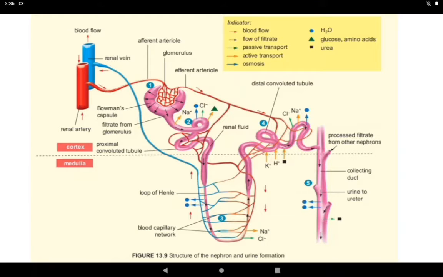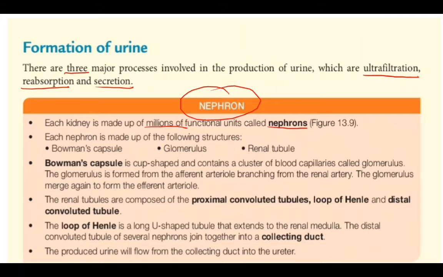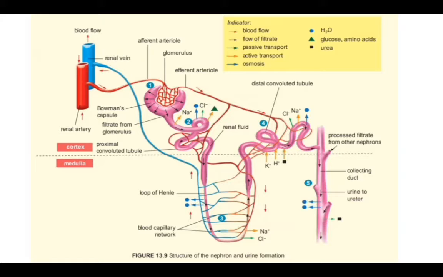Yang warna pink ni, ini adalah nephron. Each nephron is made up of the following structures: the Bowman's capsule, the glomerulus, and also the renal tubule. So this is the Bowman's capsule. Sini ya, Bowman's capsule. Okay, and then this is the glomerulus. This is the glomerulus.